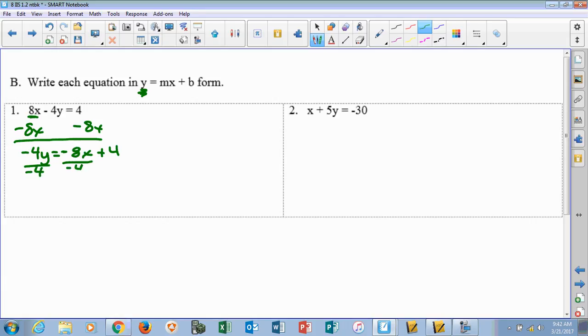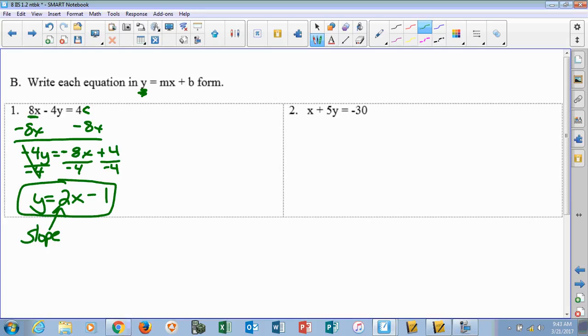Every single term. So negative 4 over negative 4 becomes 1, leaving me just y, and that's our goal here. Negative 8 over negative 4 is positive 2. That leaves me 2x. And 4 divided by negative 4 is negative 1. So now our y-intercept becomes minus 1 here. And again, what can I see by looking at this equation? I can see our slope of this graph.